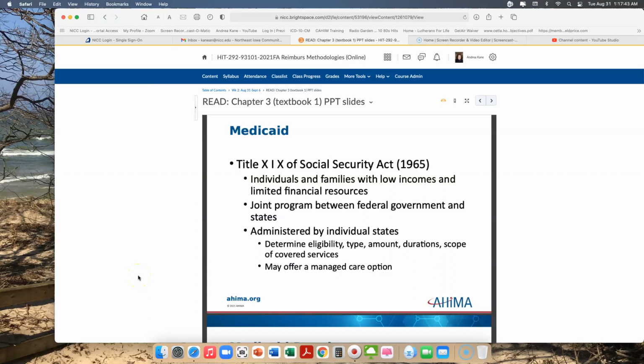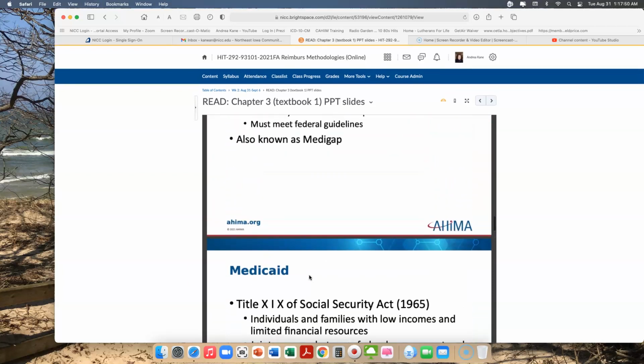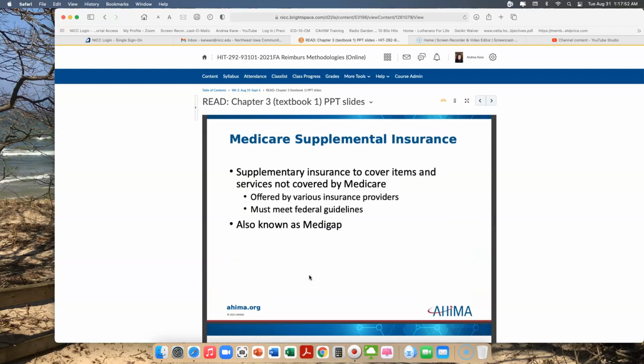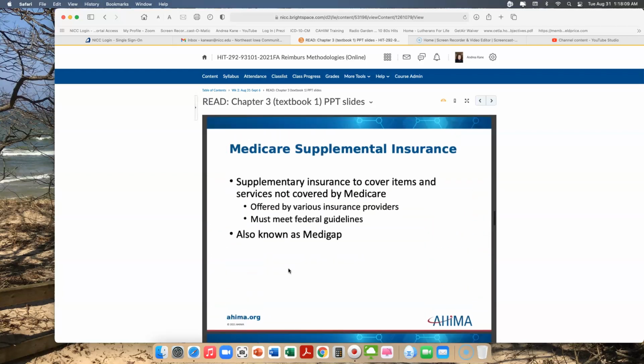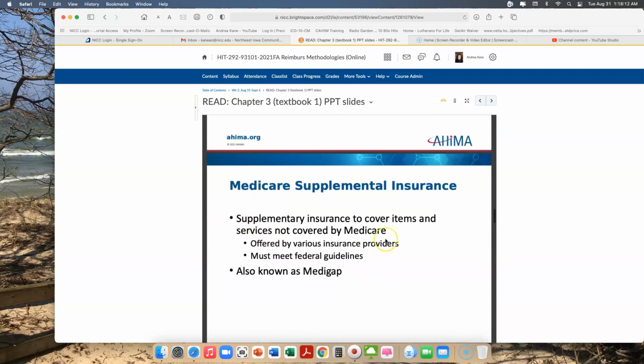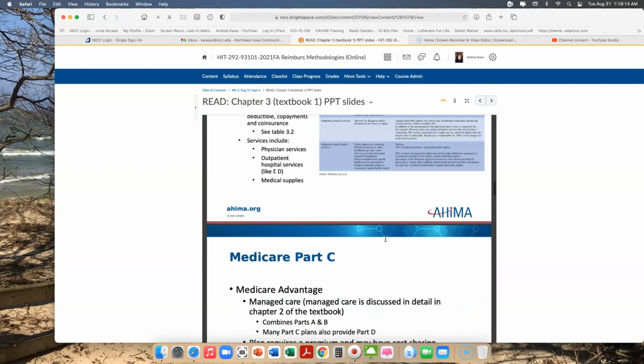But Medicare supplemental insurance is supplemental insurance that covers items and services not covered by Medicare. It's also known as Medigap. It's offered by various insurance providers, and it has to meet federal guidelines. One thing about Medicare is a federal program only. Let me go back up here. It's federal only. It doesn't involve the states. And that's different than Medicaid.